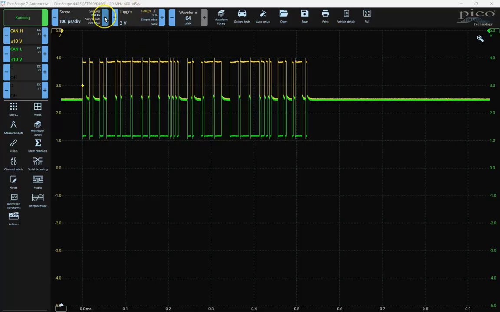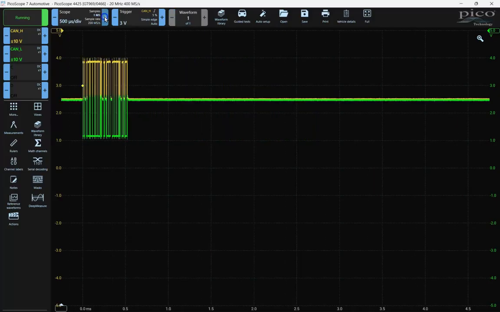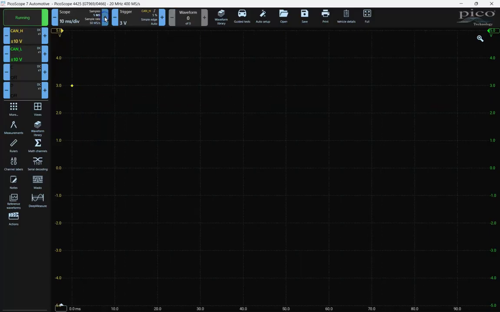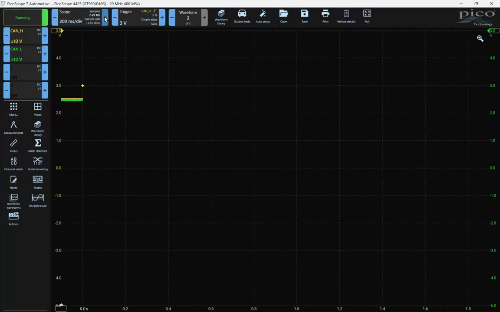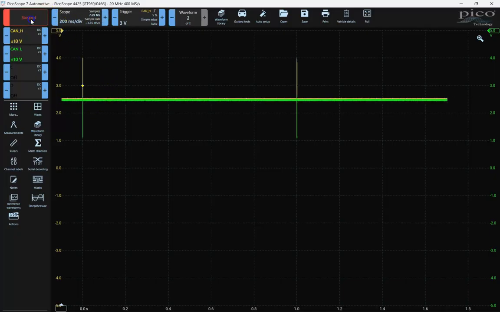So if I zoom out by changing this time base, we can see that eventually I'm going to get to the point where I have enough time to be able to see more than one message being transmitted. So here I'm at a tenth of a second per division, and here I'm at 0.2 of a second per division. So here is one CAN message.